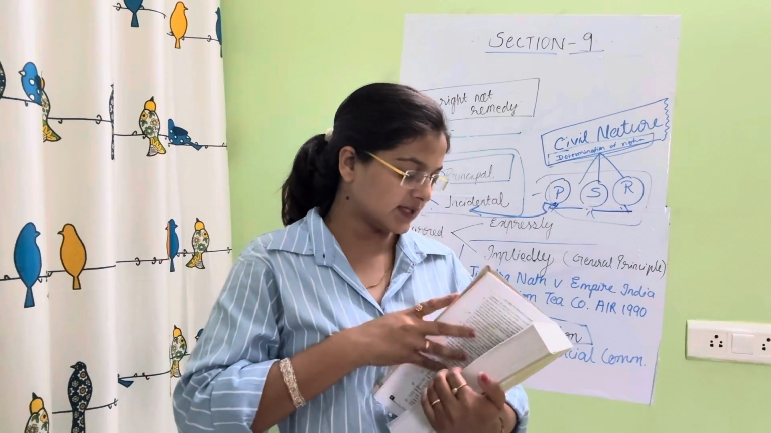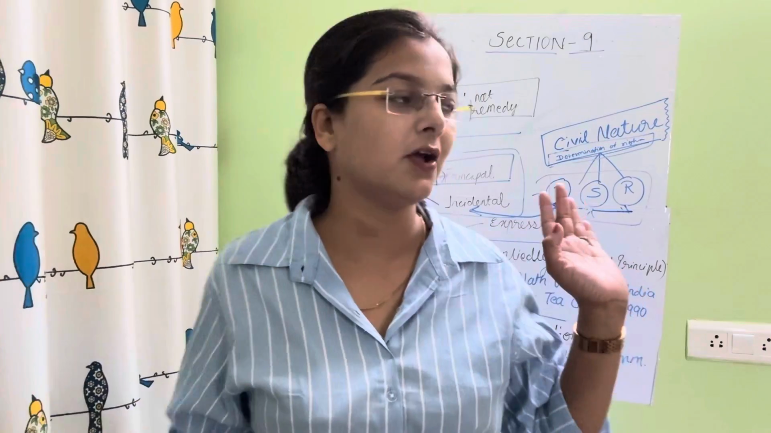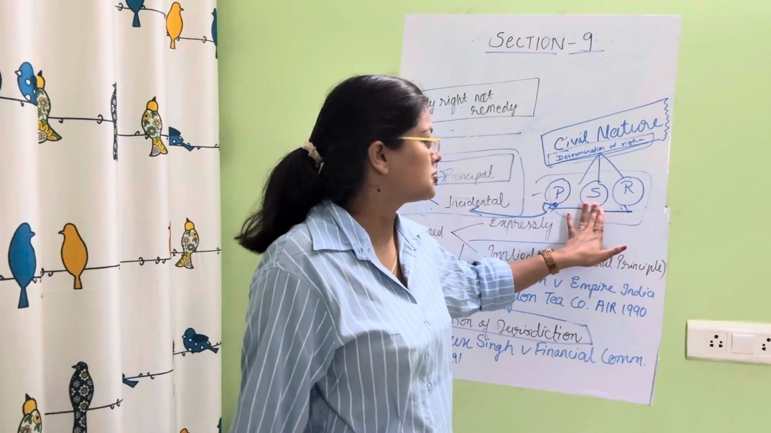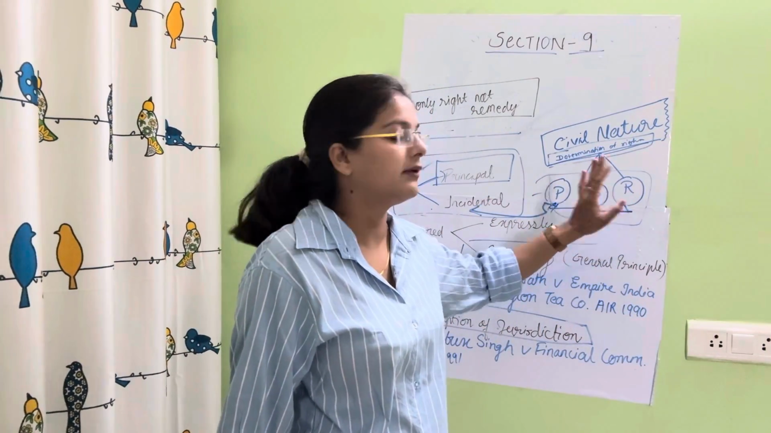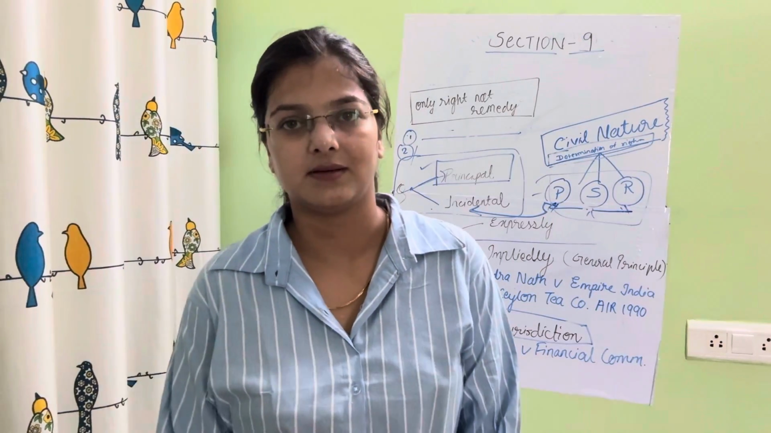So these things will be said to be suits of not civil nature. They all are political, social, that is religion and caste and religious matters. So this is all about Section 9 of CPC. Thank you everyone.